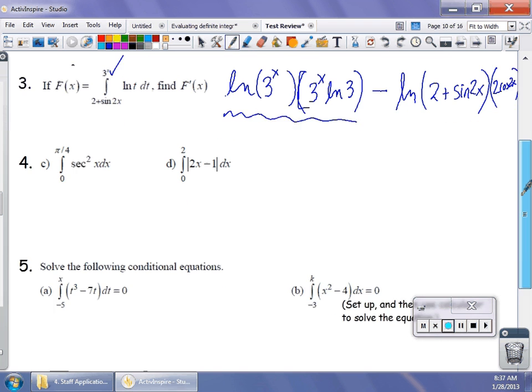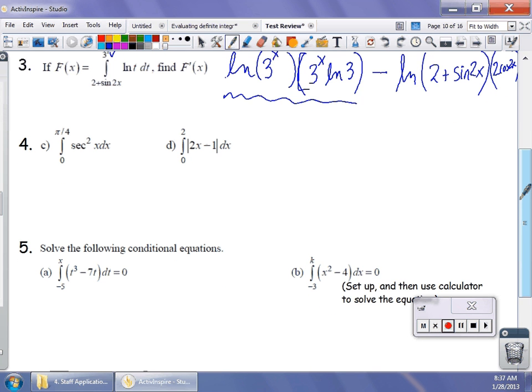Number 4, we're finding the definite integral. So we're going to find the antiderivative of secant squared. Remember, you ask yourself, who has a derivative of secant squared? And that's going to be tangent x. So I find the antiderivative evaluated from lower bound to upper bound. So that's tangent of pi over 4 minus tangent of 0. Tangent of pi over 4, that's 45 degrees, so that's going to be 1. The tangent of 0, remember, tangent is sine over cosine, and the sine of 0 is 0, so I get 1 minus 0, which is 1.